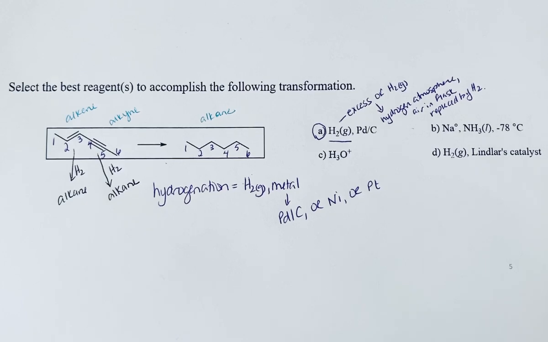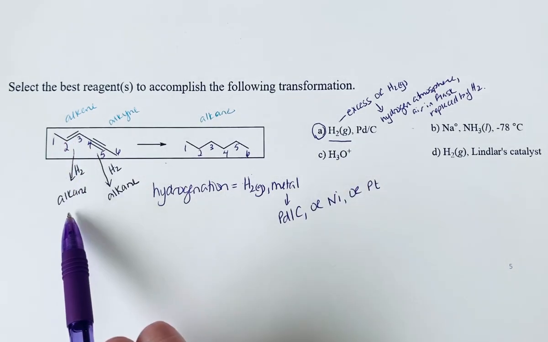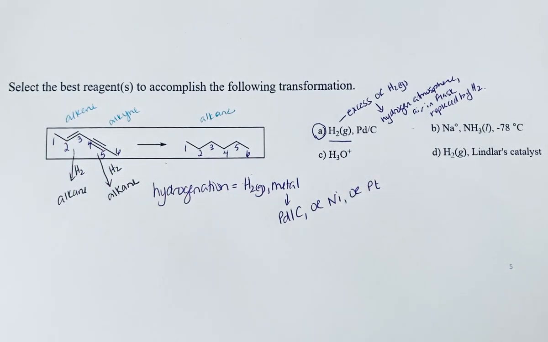And that is why we always have an excess of hydrogen gas. And so it is perfectly reasonable to assume that under these conditions both the alkene and the alkyne will be completely saturated and reduced to give the alkane.